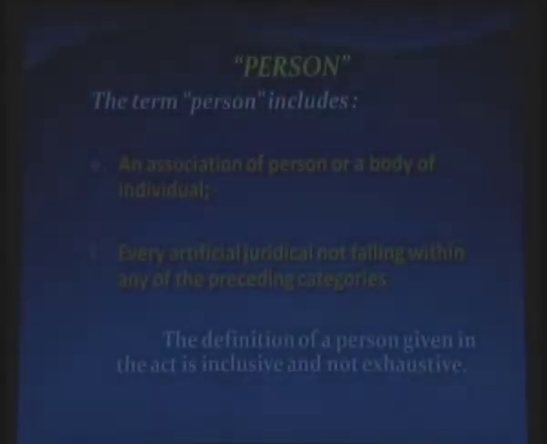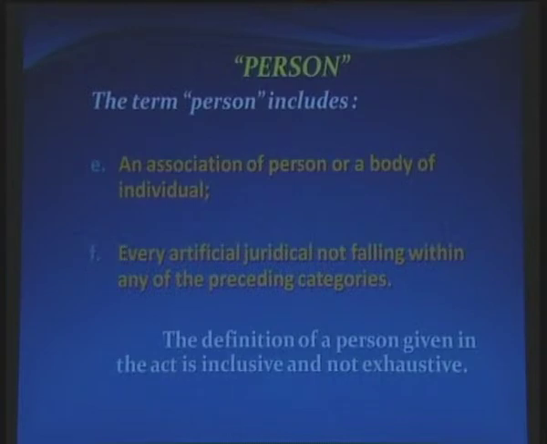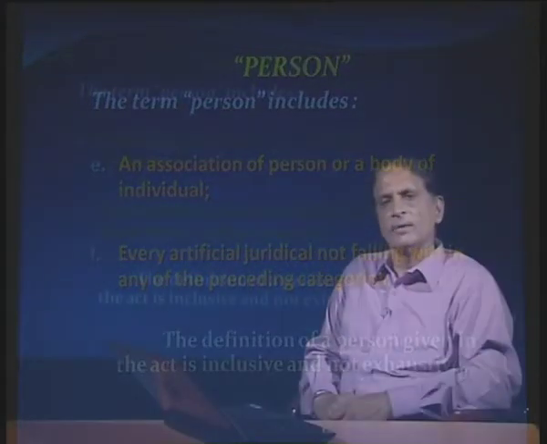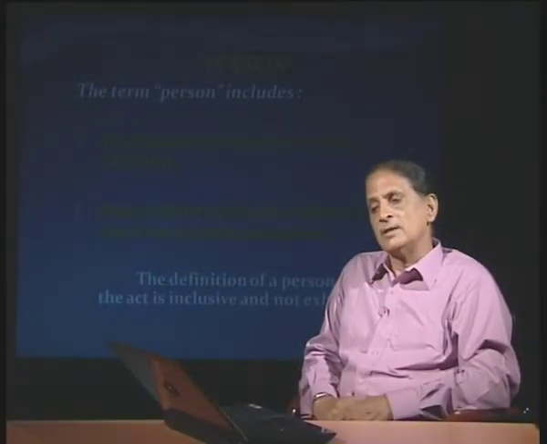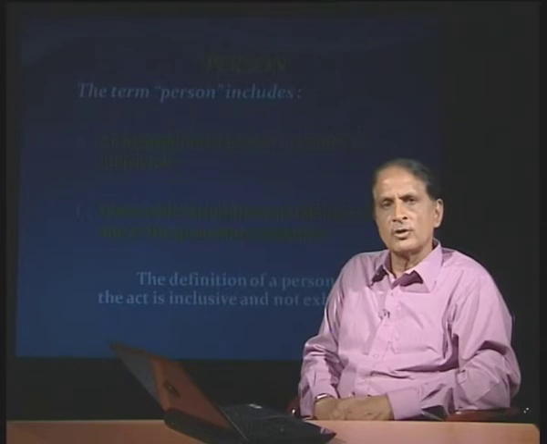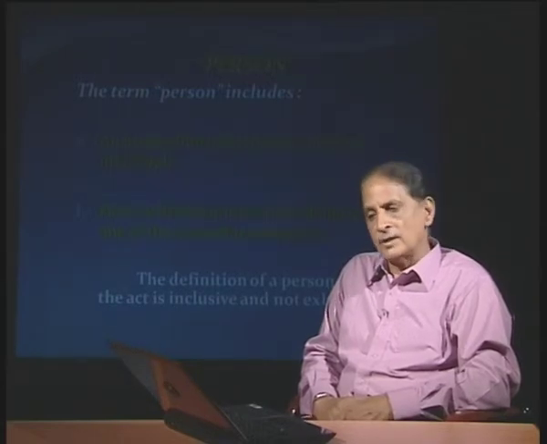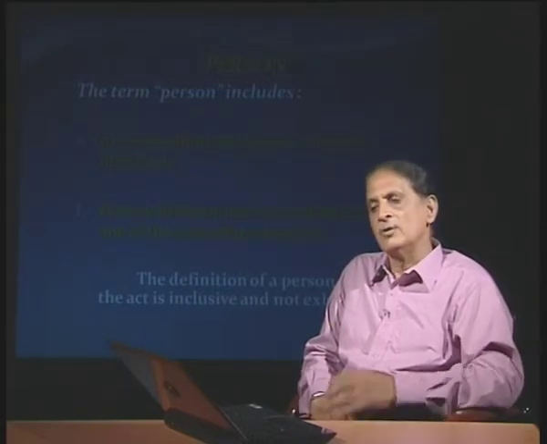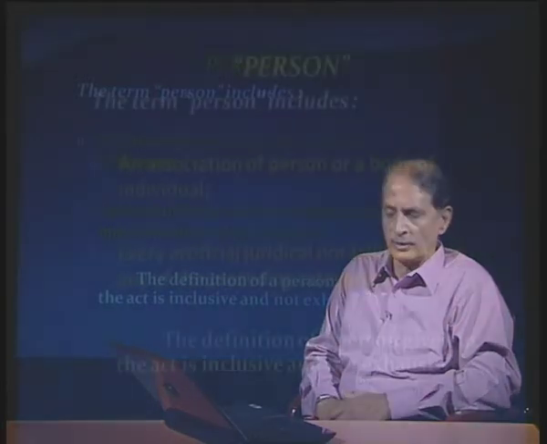Now, the term person also includes an association of persons and body of individuals. If any association of persons cannot be termed as a firm, that is included under the definition of association of persons. For example, a club is the unique example of association of persons.